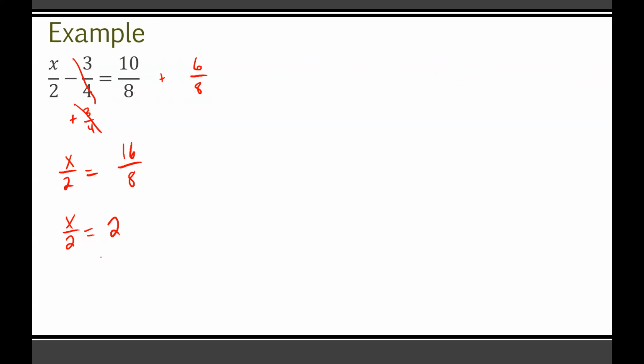Now that it's like this, this becomes an even simpler problem, right? So now I can just times by 2 on both sides to get rid of this divide by 2. And you're going to see that x is equal to 2 times 2, which is 4. So x equals 4 would be the solution to this one.